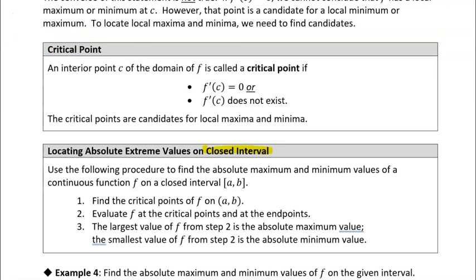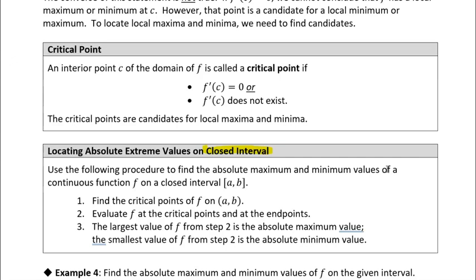So if we have a closed interval, then what do we need to do to find the extreme values? First, we're going to identify the critical points of the function on the interval between a and b, right? So what we're going to do is just find the derivative, set it equal to 0, find the points where the derivative is 0, and also look at the domain of the function and identify any points where the derivative doesn't exist. Okay. So we have to remember to do those two things.